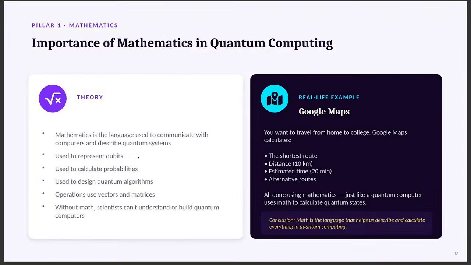So the quantum computer says the probability of Ramu passing this particular test is 80. The probability of failing is 20. Why? Because the combination should be equal to 1 according to Born's rule. Okay.